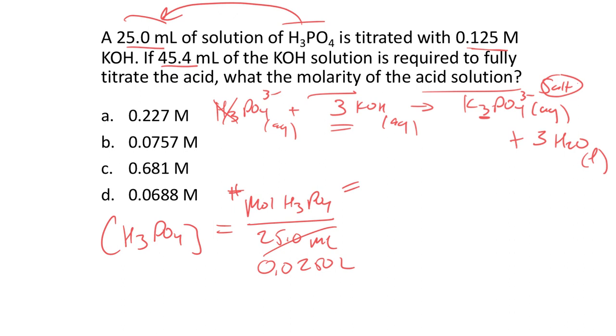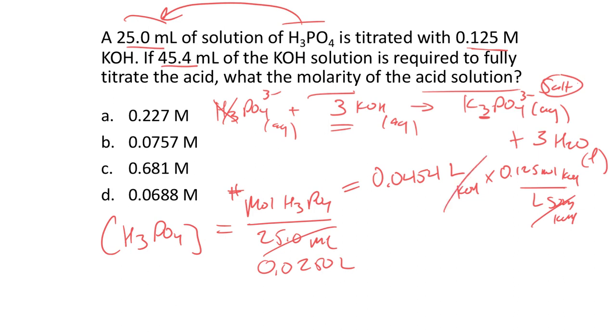So for the moles of H3PO4, we know how many moles of KOH we added. If we take the volume of the KOH in liters, so that's the volume of the KOH solution, then I'm going to take the molarity of that solution, 0.125 moles of KOH per liter of that solution of KOH, so the volume of the KOH solution cancels.